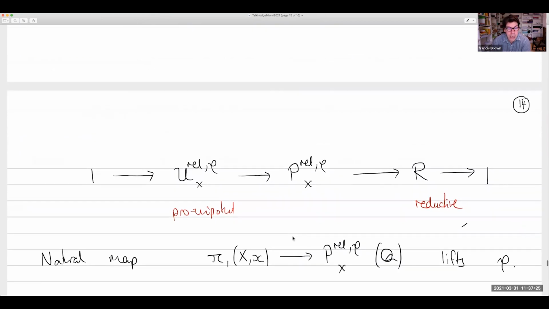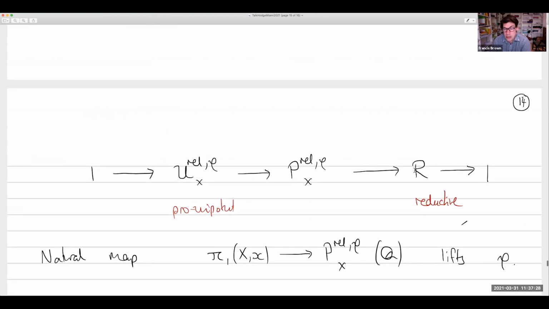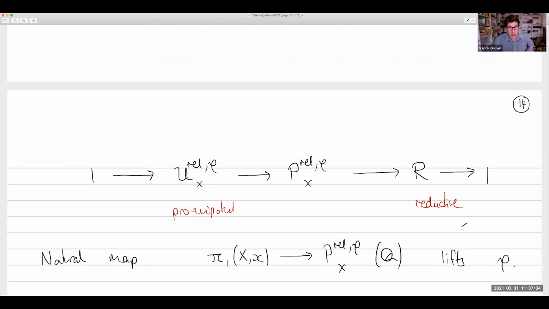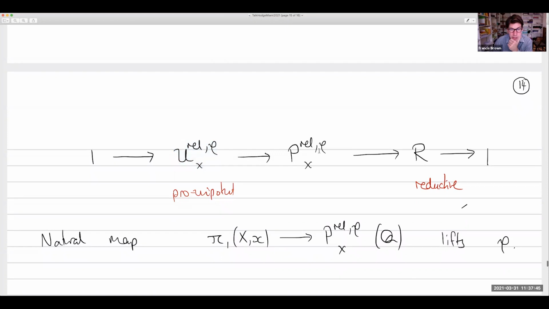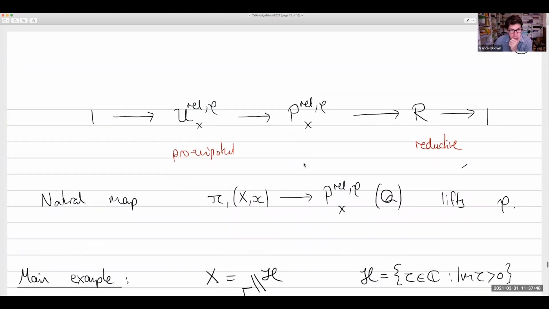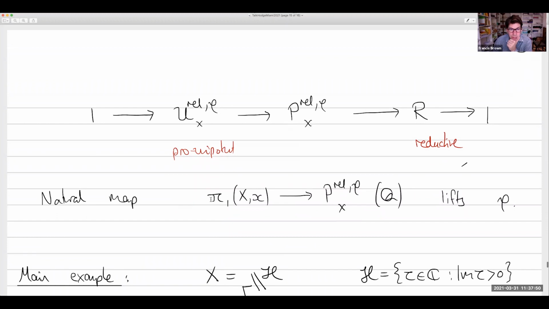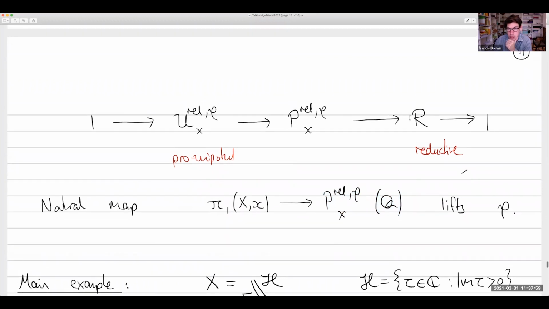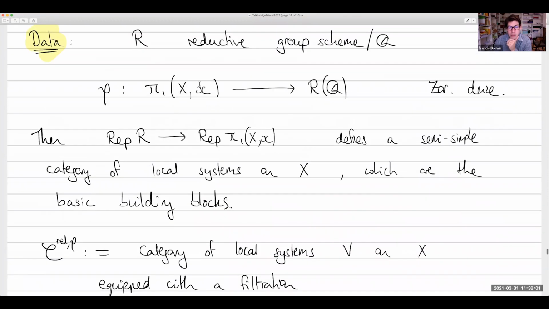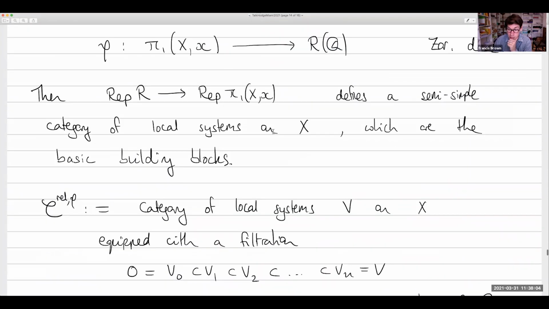And the general property is that it is an extension of the original reductive group we started with, R, by some pro-unipotent algebraic group. Typically, it's very big, so this object is extremely rich. There is a natural map from the ordinary fundamental group into the rational points of this relative completion. And it lifts, via this quotient map to R, our initial map rho, which was part of our defining data.